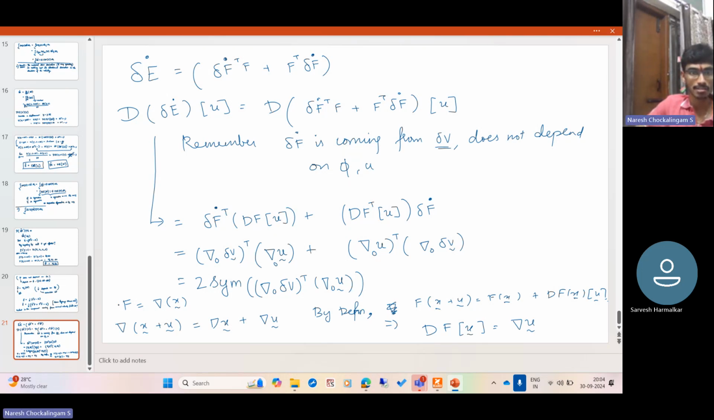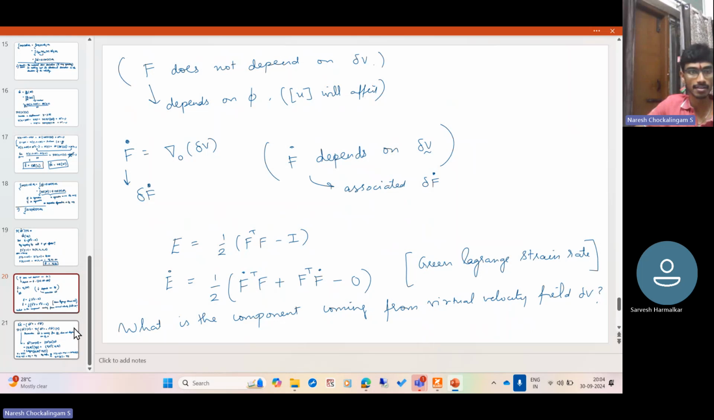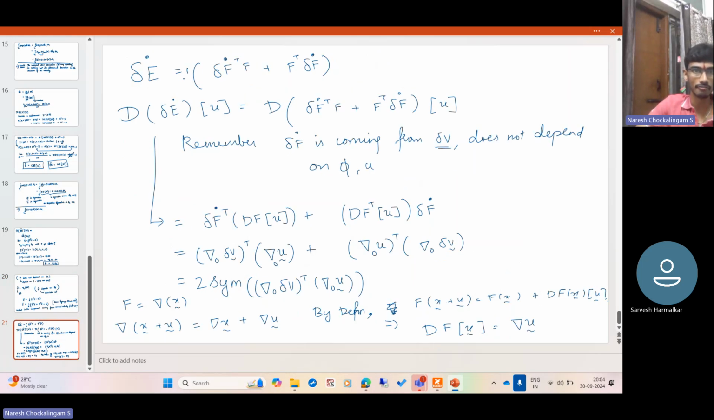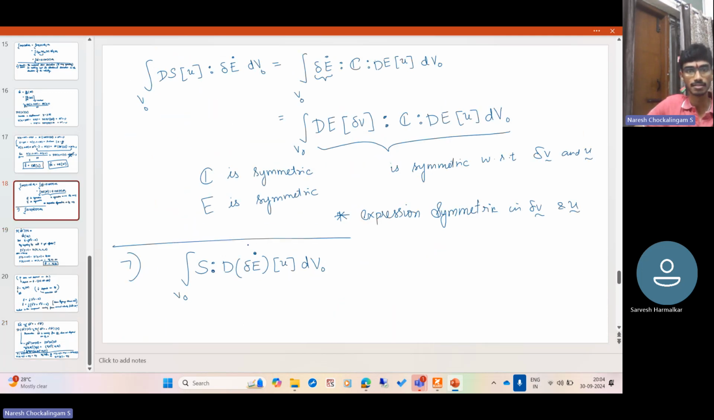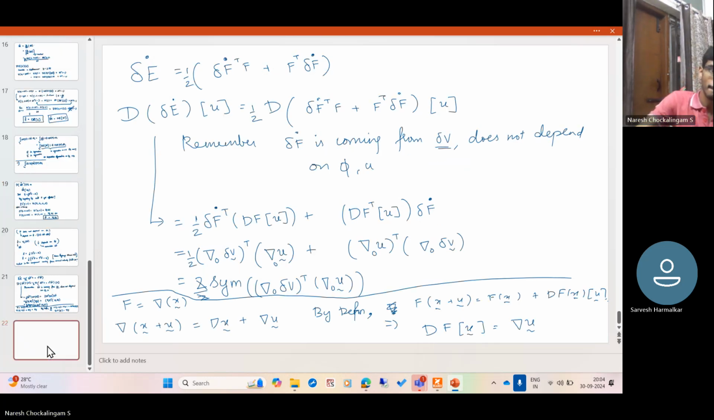So actually there is a problem. There is a half here that got missed. So everywhere we have a half, there is a half, there is a half, and this 2 by 2 gets cancelled. Now substitute this in this expression, what we started off with, something like this, s colon this.